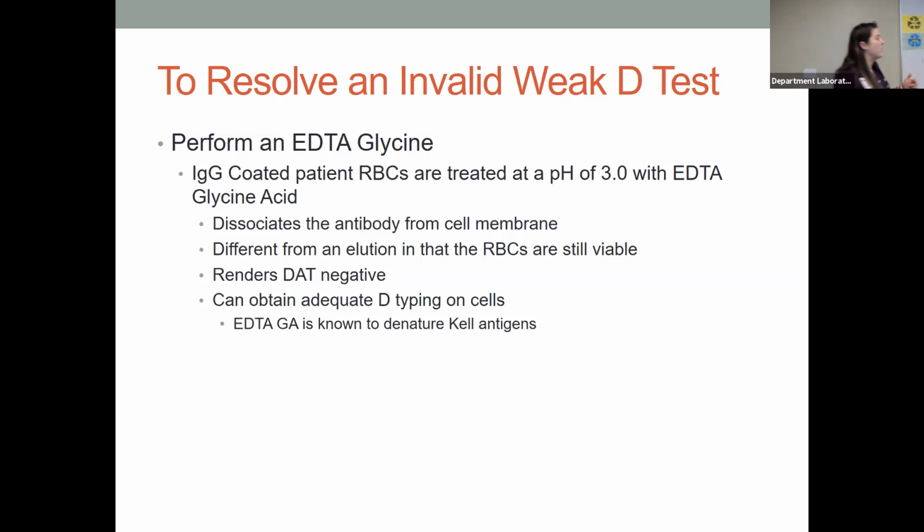The only caveat to that is EDTA glycine is known to denature the KEL antigens. So it destroys the KEL antigens on the patient's cells. So if you're doing any type of antigen typing, you won't be able to get an appropriate KEL representation, right? Because that antigen site has been destroyed.